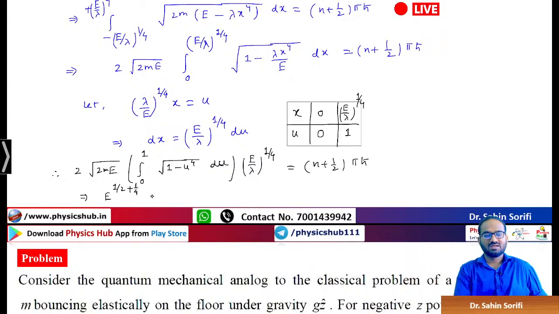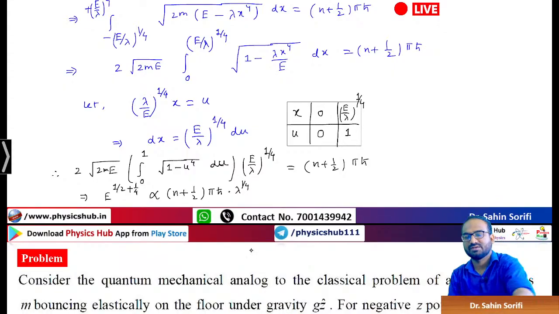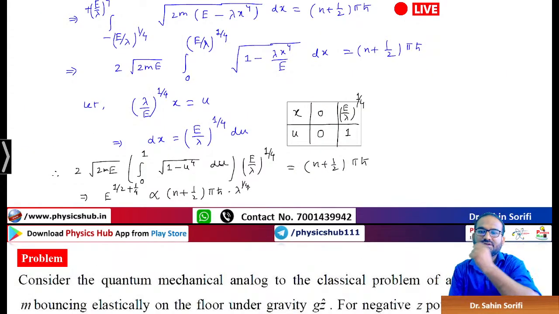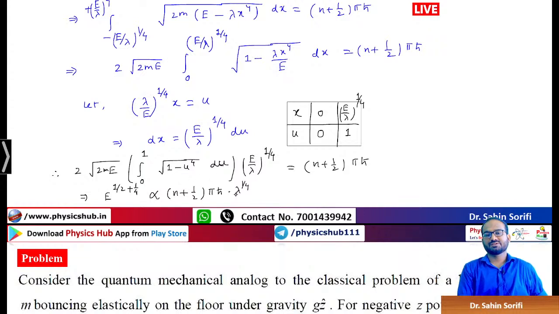Other things are absorbed. So we can write proportional to (n plus half) times pi h cut. Let's keep this contribution of lambda to the power 1 by 4. Lambda value is given in the question, so we have to take lambda also, and the square root of twice m and these things are absorbed in the proportionality constant.